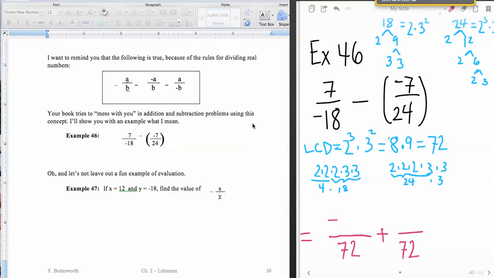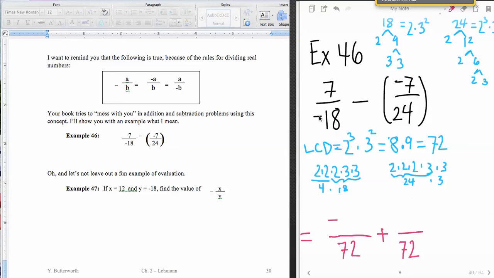Okay, this will be our last lecture in section 2.5. We're just going to do a couple of practice problems that throw all the concepts in this section really together. So number 45 or 46 here, we have two fractions being subtracted, but those fractions both have negatives in them.